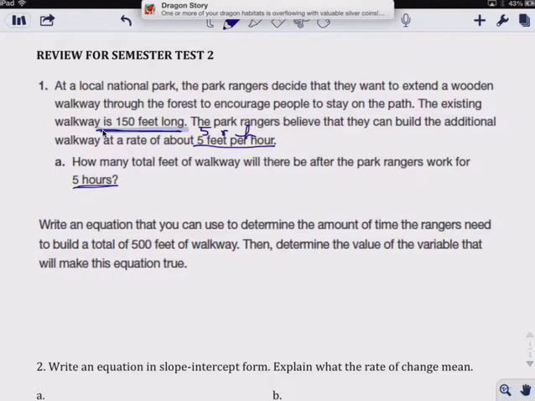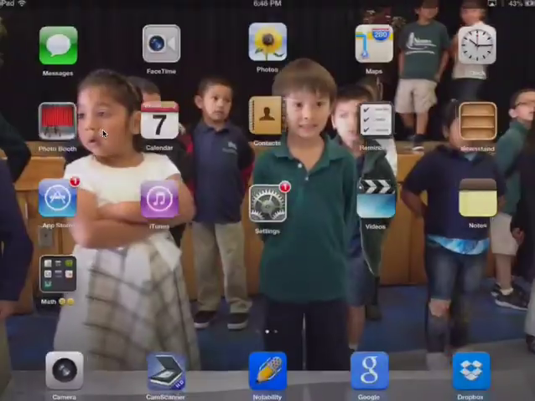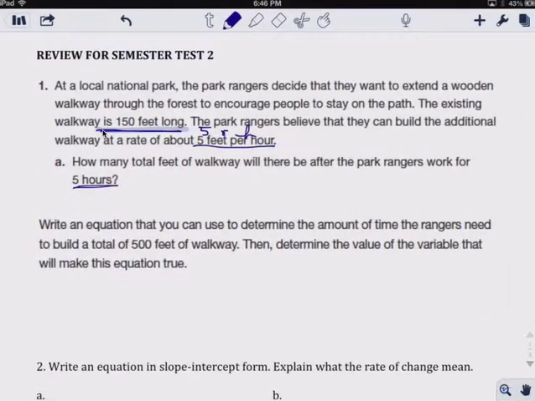Oh, that's easy. My boys. Oh no, sorry. Oh no.